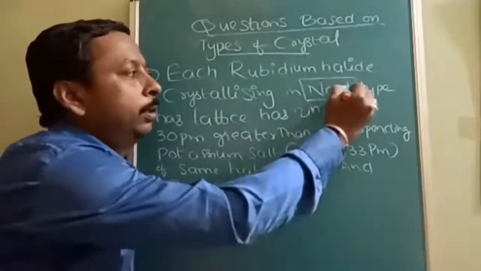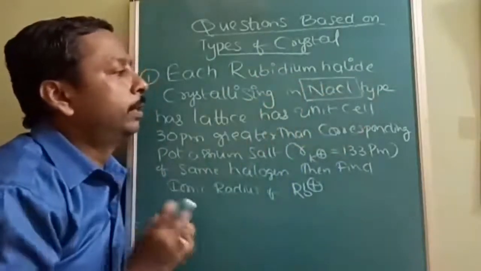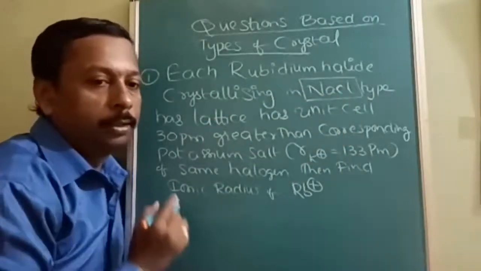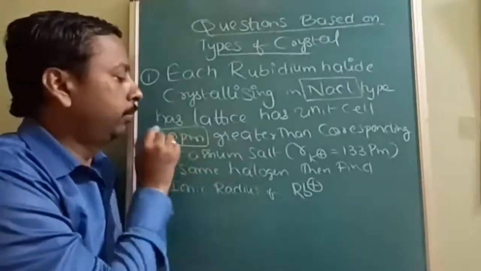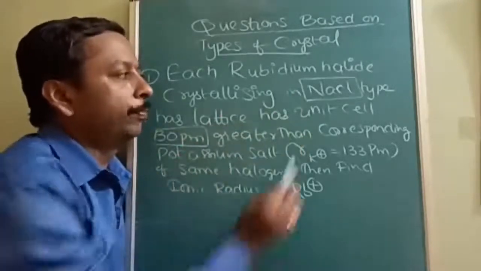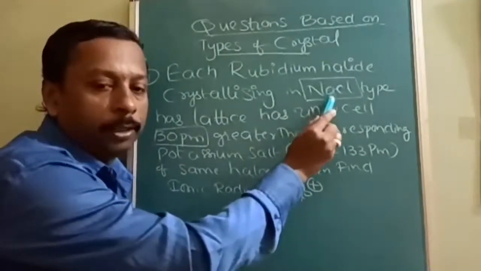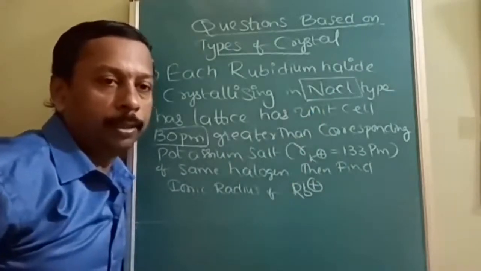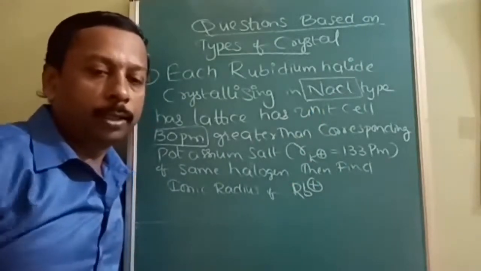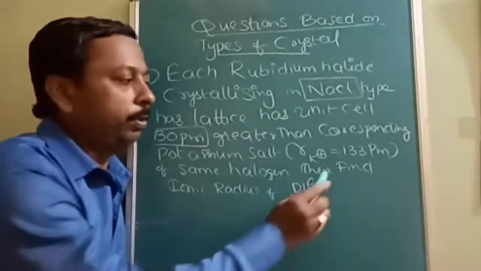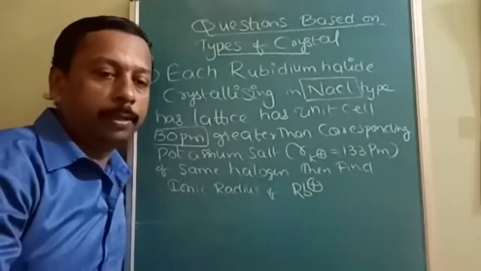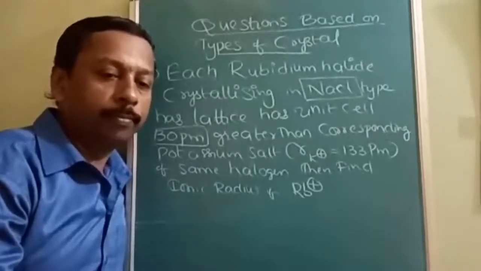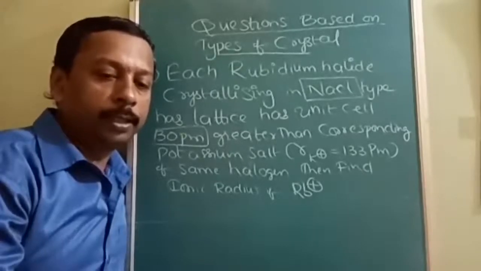Both belong to NaCl type only. But in rubidium chloride, when rubidium is placed in place of the sodium, that edge length is going to be 30 picometer greater than that of the potassium. If I keep potassium here, if I keep rubidium here, edge length is increasing in case of the rubidium by 30 picometer. Now you have to find out what is the radius of rubidium. Potassium radius is already given and you have to find out rubidium radius. In both cases halogen is same and structure is NaCl type.